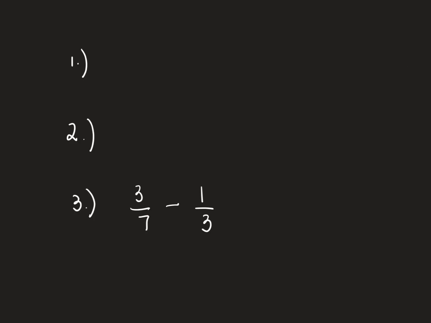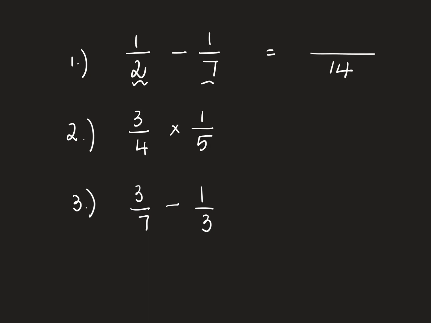Here is another 3 for you to try yourself. Press pause. Okay, here we go. First up, I'm subtracting fractions. The denominators have to be the same. They're not the same. Multiply them together. 1 times 7 is 7. 1 times 2 is 2. And we're subtracting. That's going to give us 5/14.